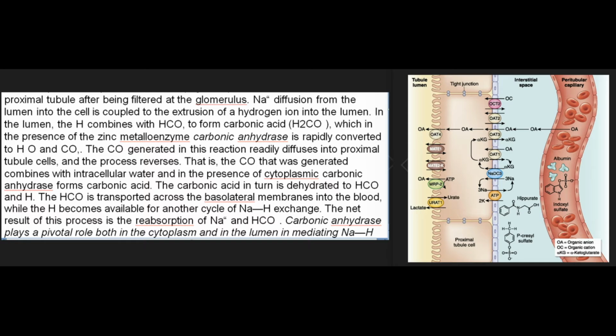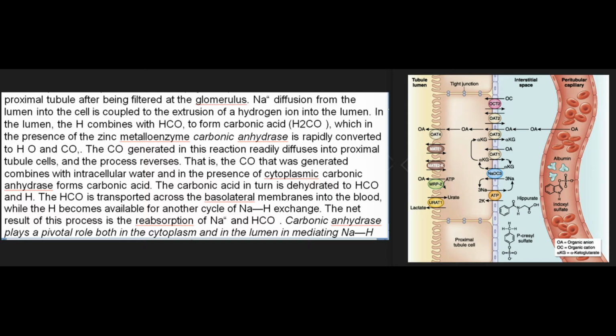That is, the CO2 that was generated combines with intracellular water and in the presence of cytoplasmic carbonic anhydrase forms carbonic acid. The carbonic acid in turn is dehydrated to HCO3 and H. The HCO3 is transported across the basolateral membranes into the blood, while the H becomes available for another cycle of Na-H exchange. The net result of this process is the reabsorption of Na and HCO3.